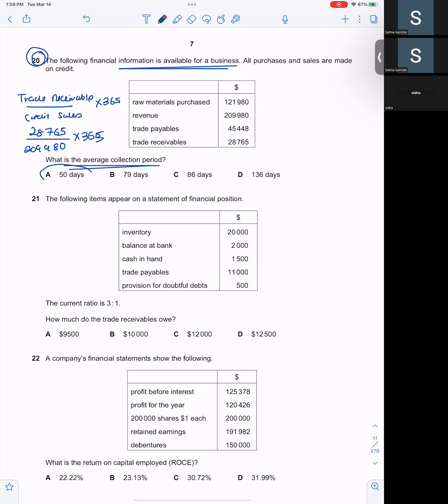How many days? 50. So he did not want the trade payable turnover ratio. He wanted average collection. So when I'm talking about collection, I collect money only from whom? Trade receivables. I will collect money from trade receivables, and I will pay money to trade payables.